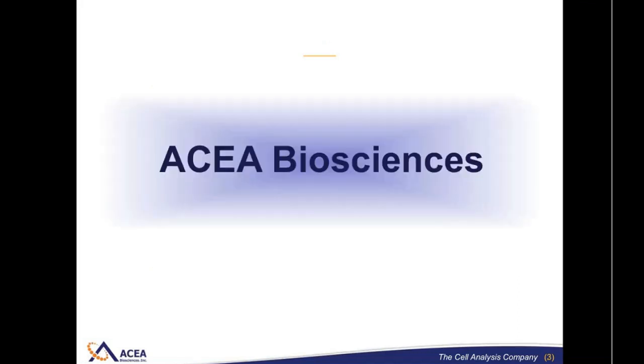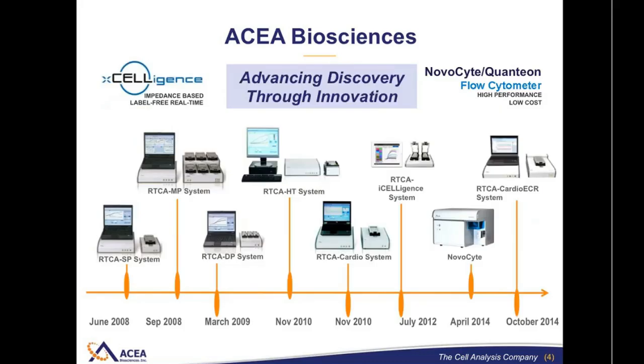First, a bit about ACEA. ACEA Biosciences was founded back in 2004 on a technology called xCELLigence real-time cell analysis, and this uses impedance to monitor cells in real time. This technology has become very popular, especially with graduate students, because you can get tons and tons of data points with minimal upfront effort. Then in 2014, ACEA launched the NovoCyte flow cytometer, and then just this year, which is not actually shown on the graphic yet, ACEA launched our second flow cytometer called the Quanteon.